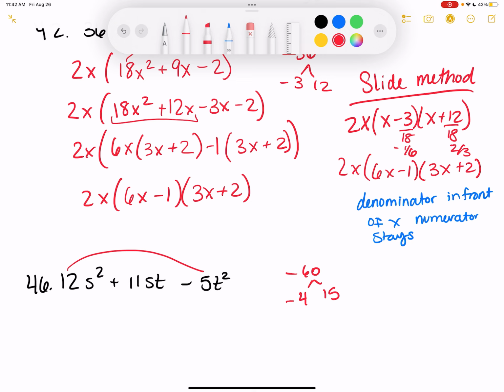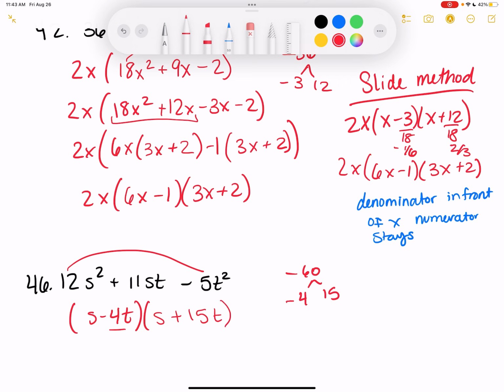I don't understand why we're not factoring all the way anymore. Because we don't need to, because we already know what factors work for this. Okay. Based on what you did here, it would be S minus 4t. Right? Yeah, that's S minus 4t. And then in the other parentheses, it would be S plus 15t. And then divide by 12.